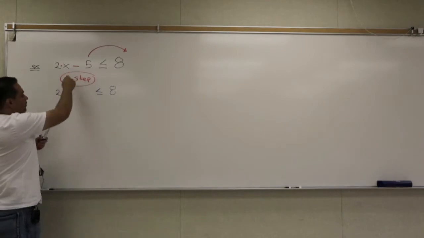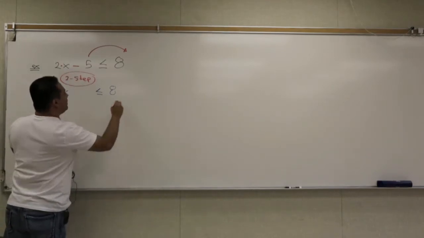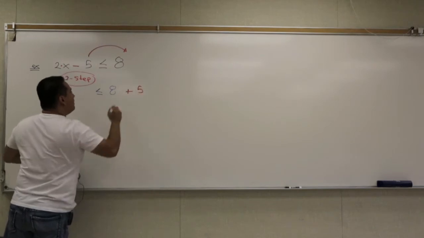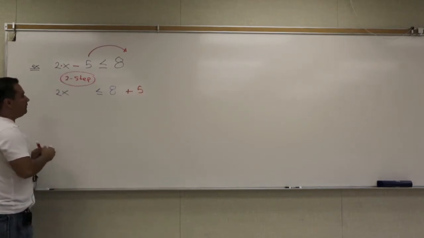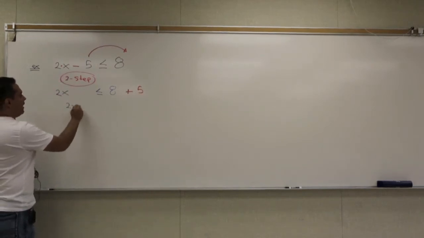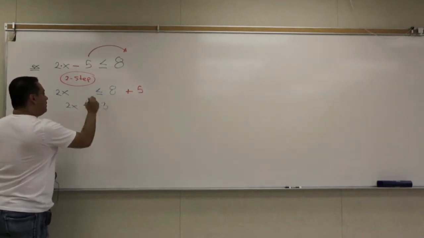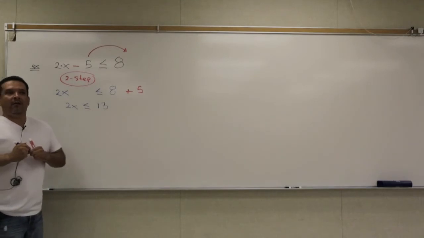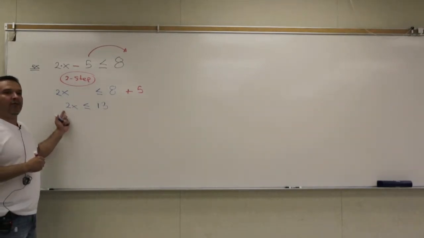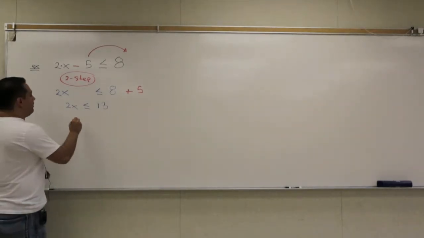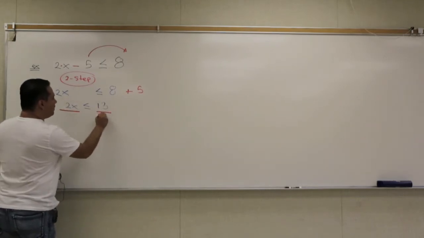The sign on the left is positive or negative. It's now what? Positive on the right. So we now get 2x less than or equal to, what's 8 plus 5? 13. Okay, so you got 13, and now what do you do with the 2? It's 2 times x. You divide both sides by the 2.